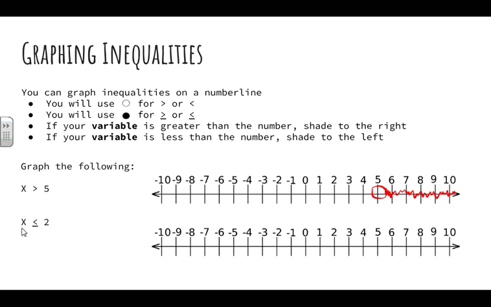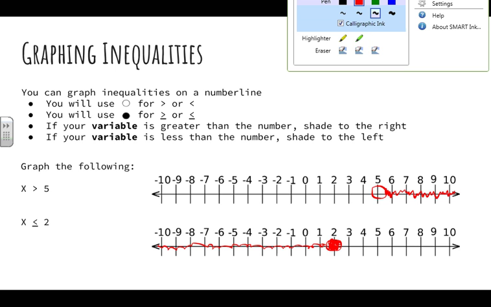Now we're going to graph x is less than or equal to 2. So we circle 2, and we are going to close that in because 2 could be included here. And since our variable is less than our number, we're going to shade going down here to the left. So it could be any of these numbers here. Fairly simple.